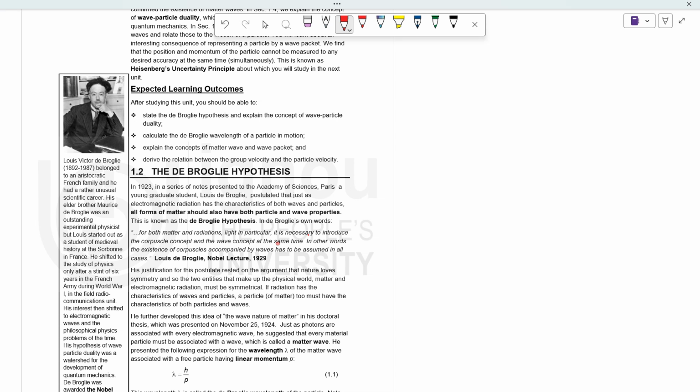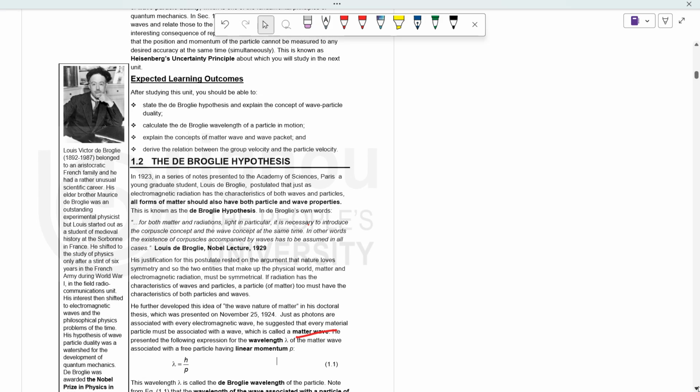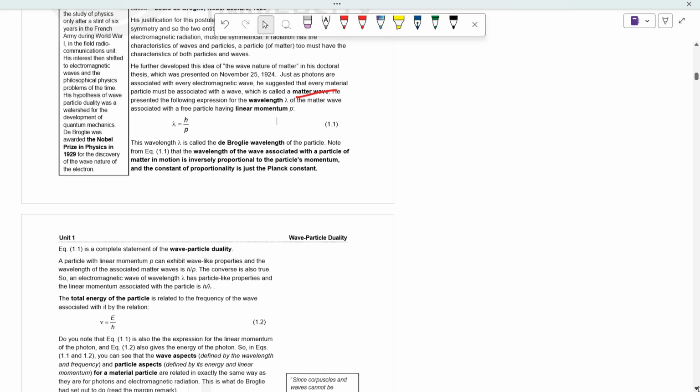So as we know that matter can have wave nature, the wavelength of this wave is given by de Broglie, that is called de Broglie wavelength, and this is the formula of de Broglie wavelength. Lambda is equal to h by p, where h is Planck's constant, and its value is 6.6 into 10 raised to power minus 34 joule second, and p is the particle momentum.